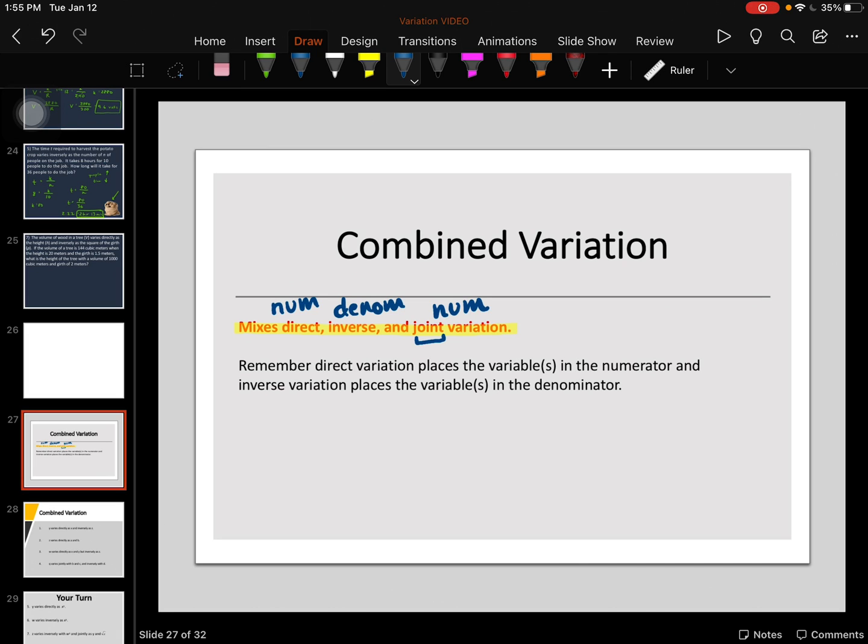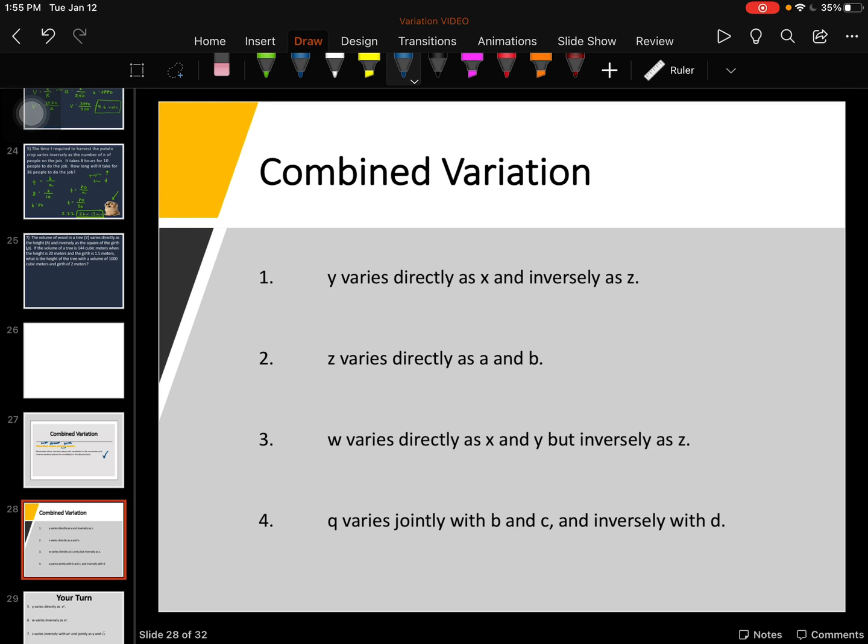So it says, remember, direct places things in the numerator, inverse is in the denominator. And again, joint is just direct. So I just have here, I want you to write out the equation. It says y varies. So as soon as we see varies, we know y goes on the left side by itself. Let's write it a little bit thinner. Y varies directly. So once we see directly, we know that goes in the numerator. Inversely with z. And then we always need to put a k value in there, so I'm going to put the k up front. K is always going to go up top.